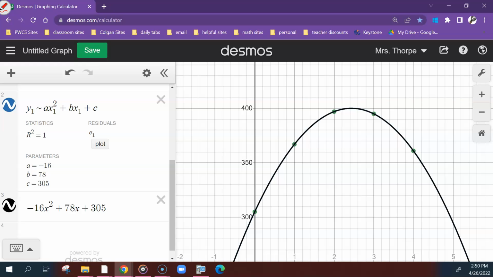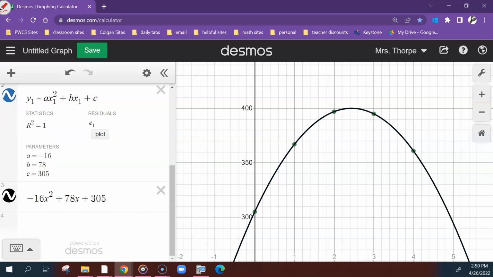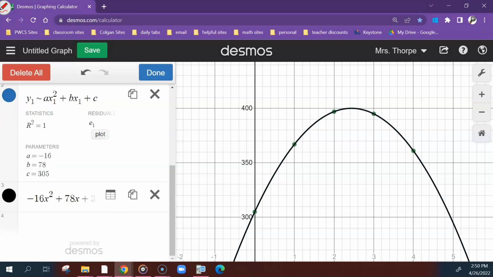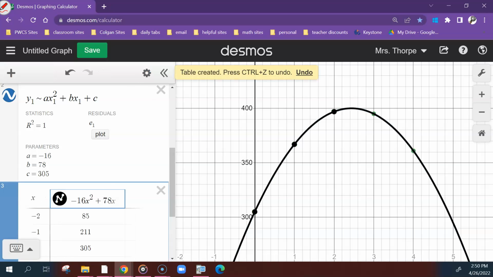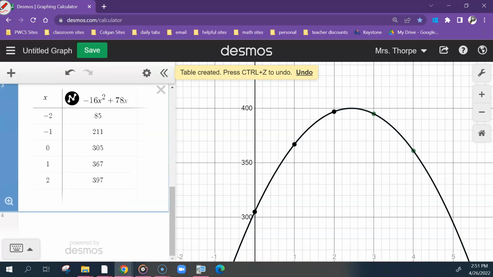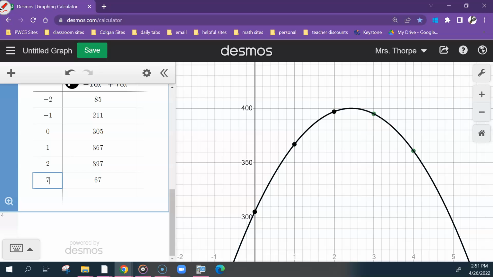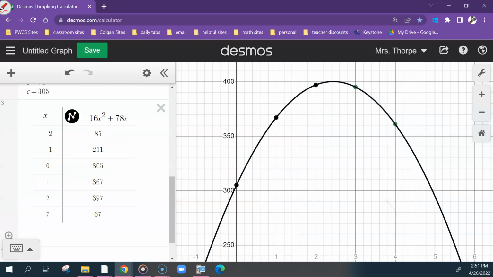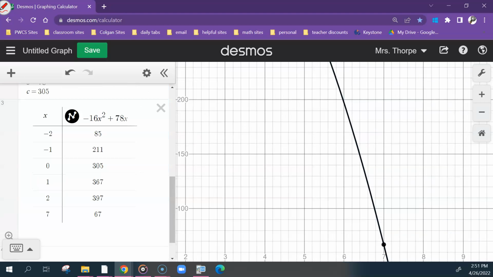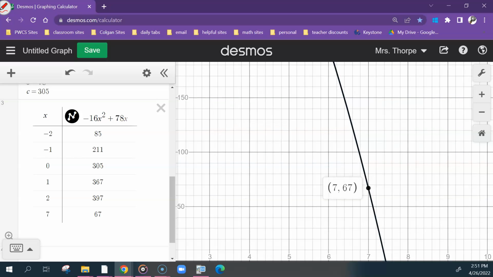So what happened is the black overlapped it. And now I want to make this a table. And I want to put in my table when x, in this case, is 7. And then I'm able to see if I scroll over when x is 7, y is 67. So that's how you would do that on Desmos.